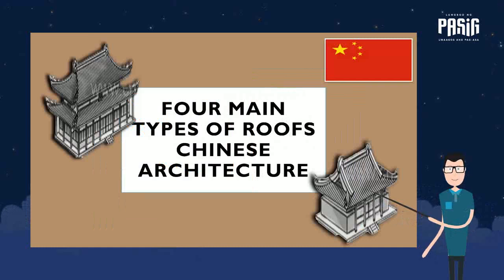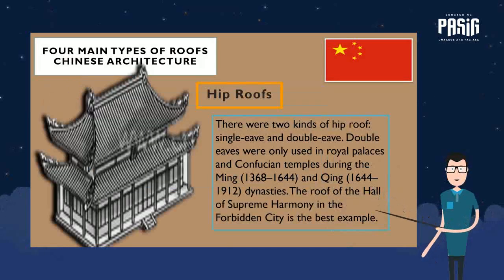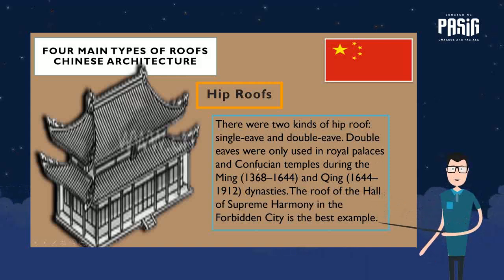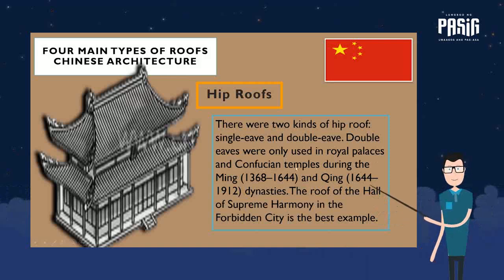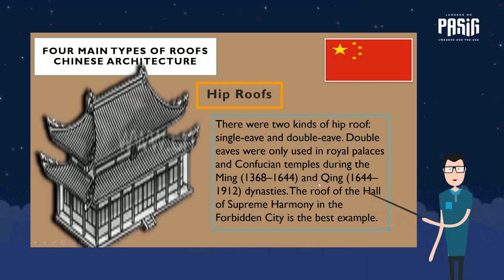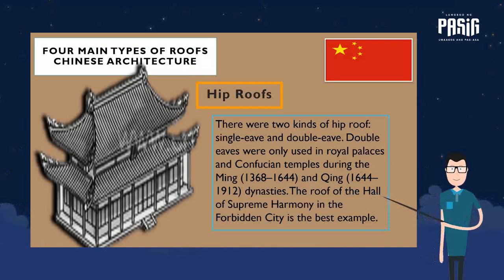Let's discuss 4 main types of roofs in Chinese architecture. Let's have hip roofs. There were 2 kinds of hip roof. We have single eave and double eave. Here's an example of double eave. These are usually used in royal palaces, usually visible in Confucian temples, in Ming Dynasty and Qing Dynasty. The roof of the Hall of Supreme Harmony in the Forbidden City is the best example.